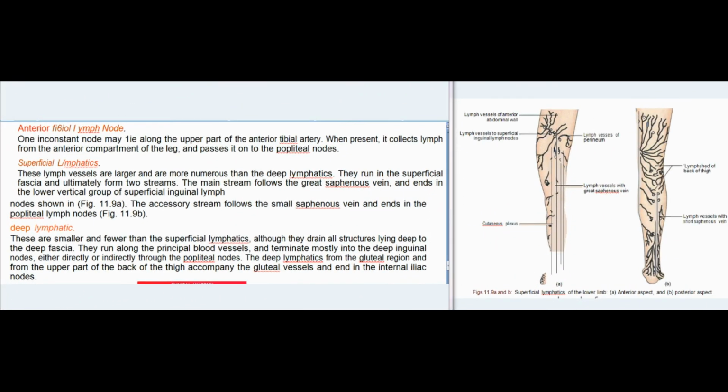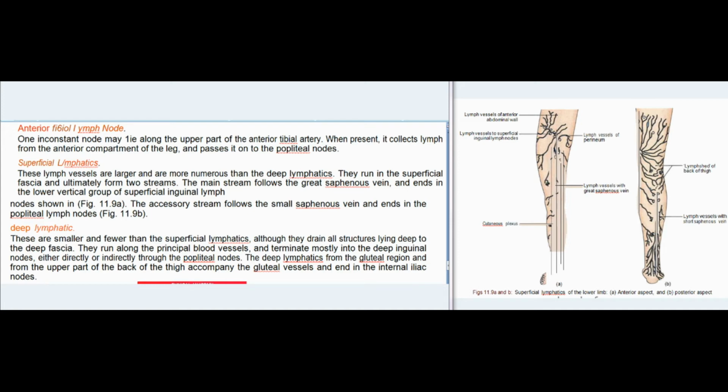Anterior tibial lymph node. One inconstant node may lie along the upper part of the anterior tibial artery. When present, it collects lymph from the anterior compartment of the leg, and passes it on to the popliteal nodes.